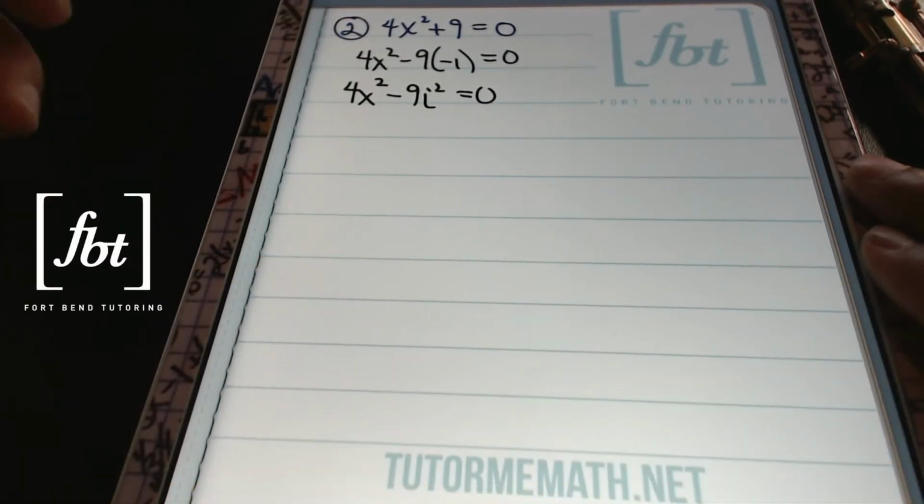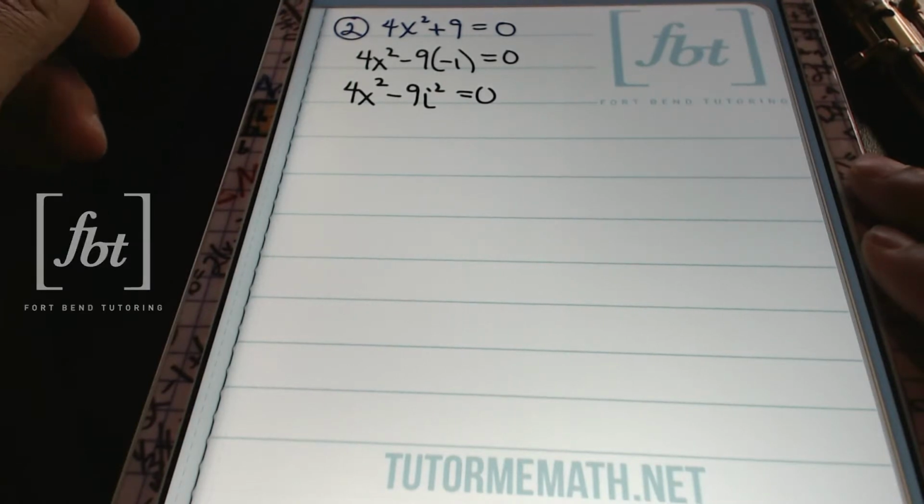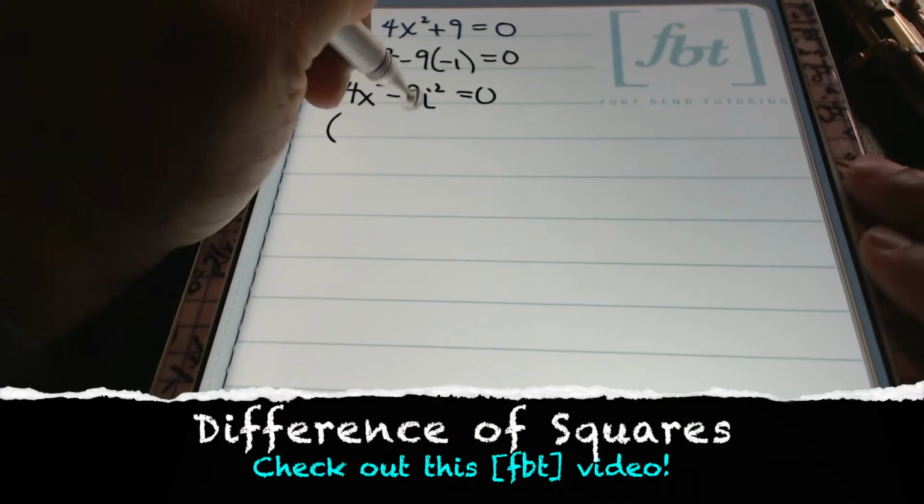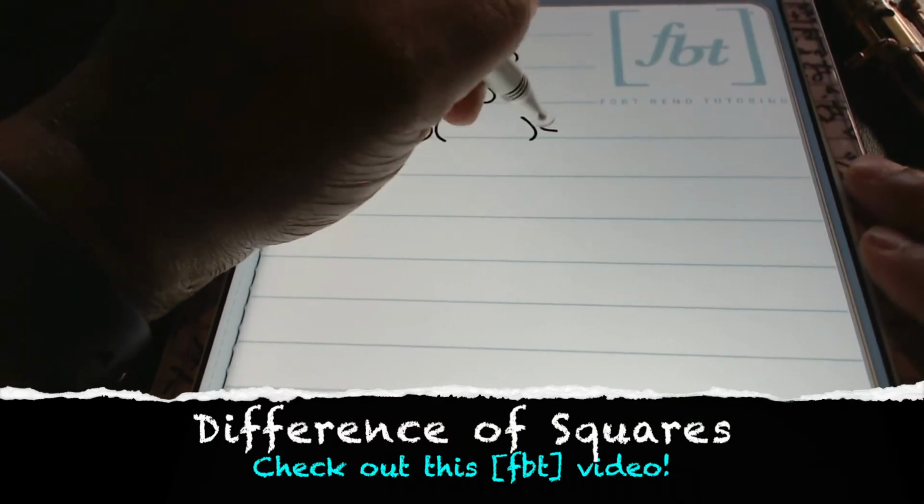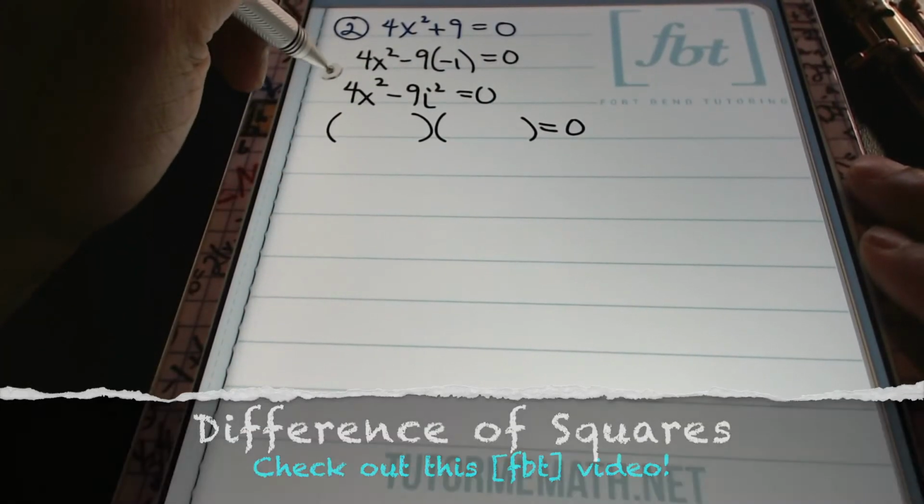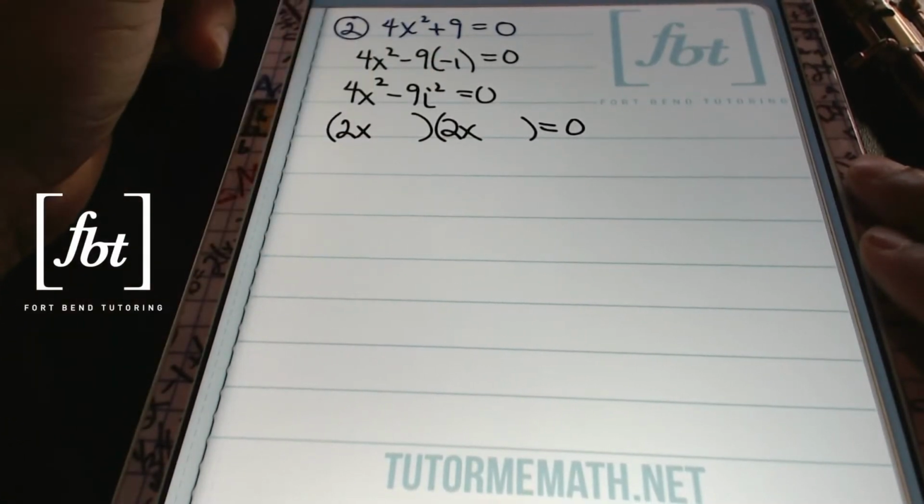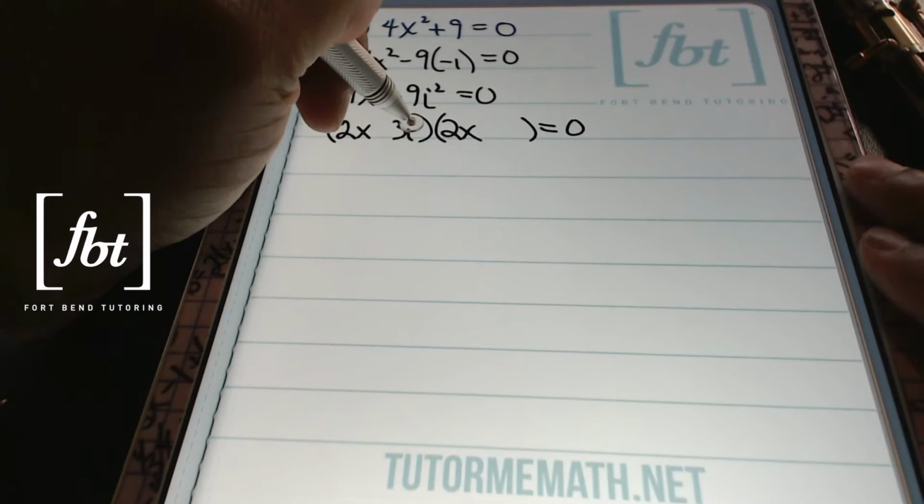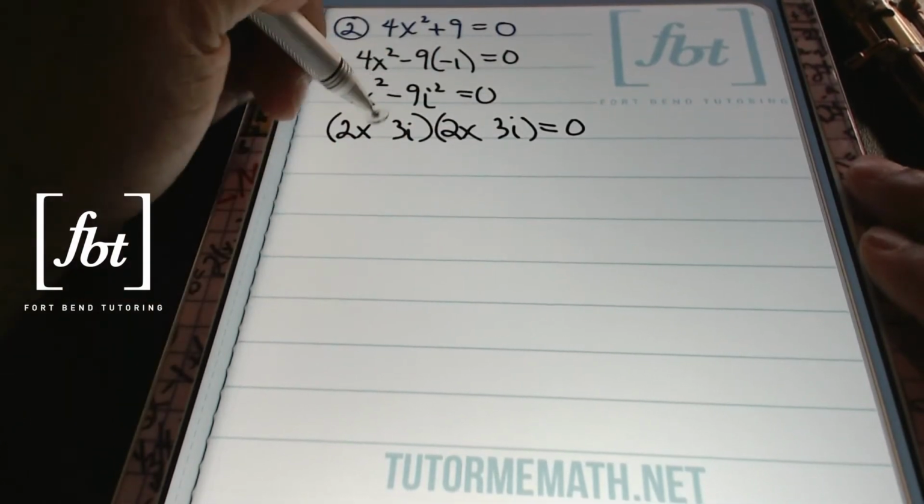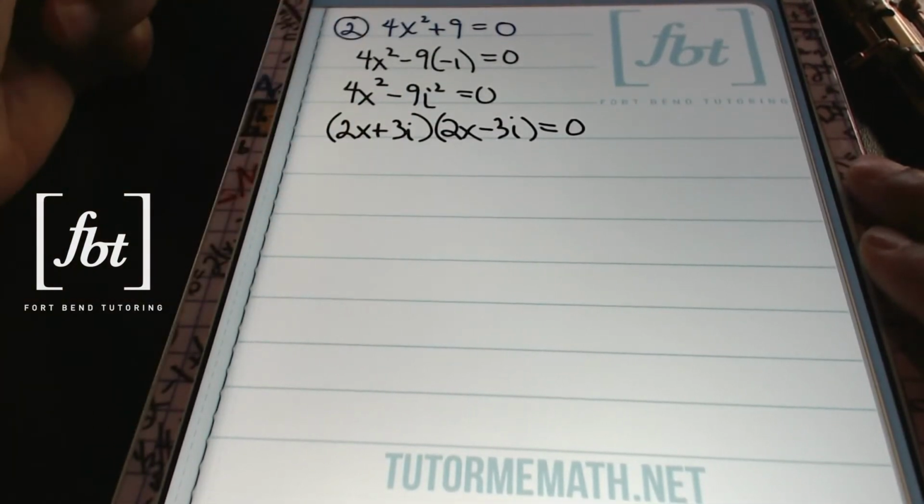And now we clearly have a difference of squares that we can factor and then use the zero factor property in order to solve for our quadratic equation here. So opening up two sets of parentheses, that's what we'll be doing. I'll be taking the square root of 4x squared, which is 2x, and then taking the square root of 9i squared, which is 3i. And from here, I'll be using a positive and then a negative.